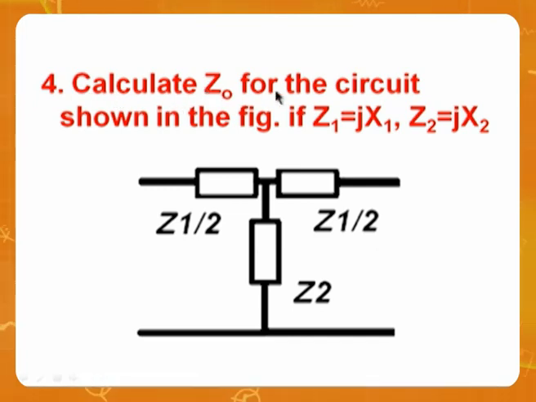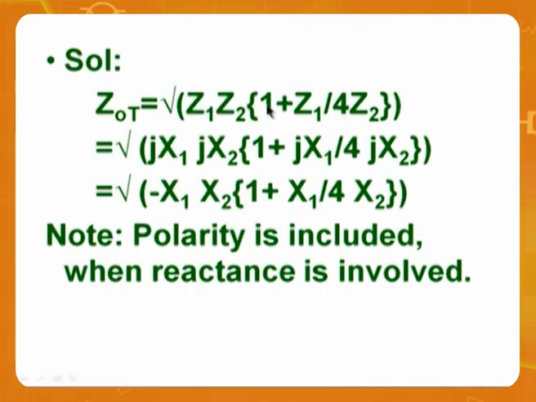Same Z0. Now I am just defining Z1 is jX1, Z2 is jX2. If Z1 is jX1, Z2 is jX2, what will happen to the characteristic impedance for the same circuit? So take the expression in Z1, Z2 here, substitute there. Z1 is jX1, Z2 is jX2. 1 plus jX1 by 4jX2, j and j will cancel. j square will become minus, Z1 Z2 becomes X1 X2, and here 1 plus X1 by 4X2.